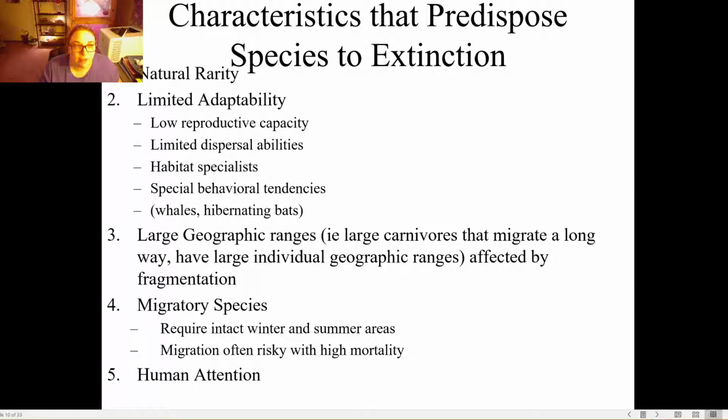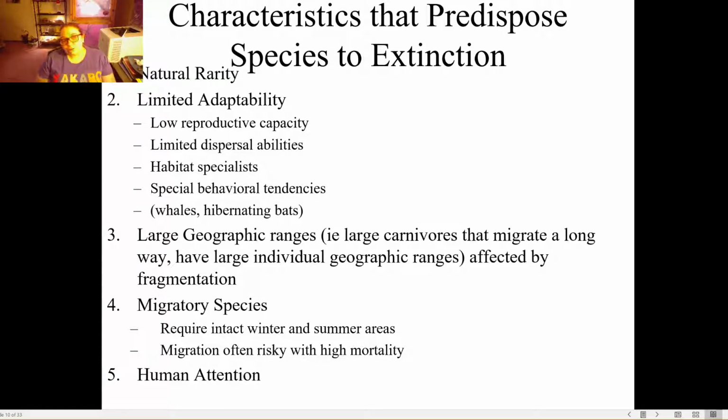So there are some characteristics that predispose species to extinction. We have natural rarity, which we'll get into in quite a bit of detail in a second. Then there's limited adaptability. So low reproductive capacities are an example. If you think of something like an elephant, which has 1 or 2 offspring every few years, they have a low reproductive capacity. When you compare that to something like an insect who will lay 500 eggs every year, there's quite a bit of a difference there.